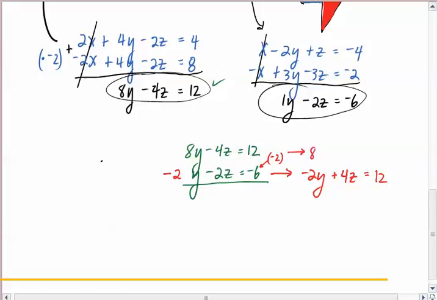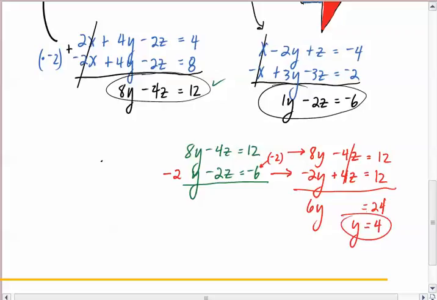And let's see what this is, just copying this, minus 4z, that was what my plan was. Okay, here we go. Let's add the columns together. We get 6y. This column goes away, and I get 24. And I divide by 6, and I get y is 4. Now there's one of my 3 answers.